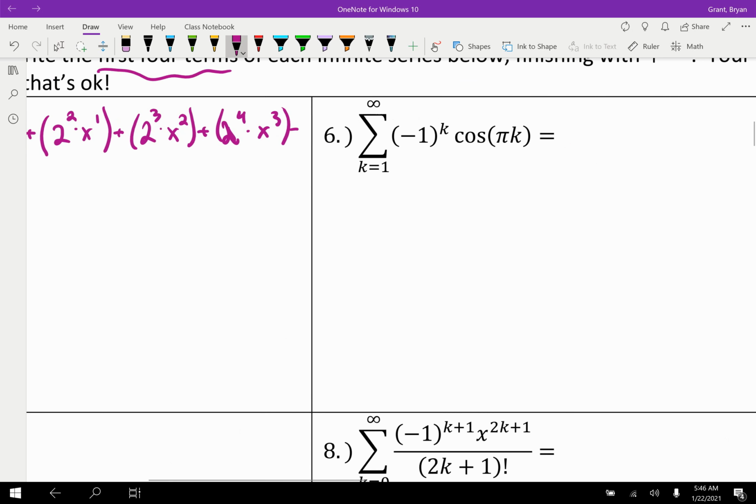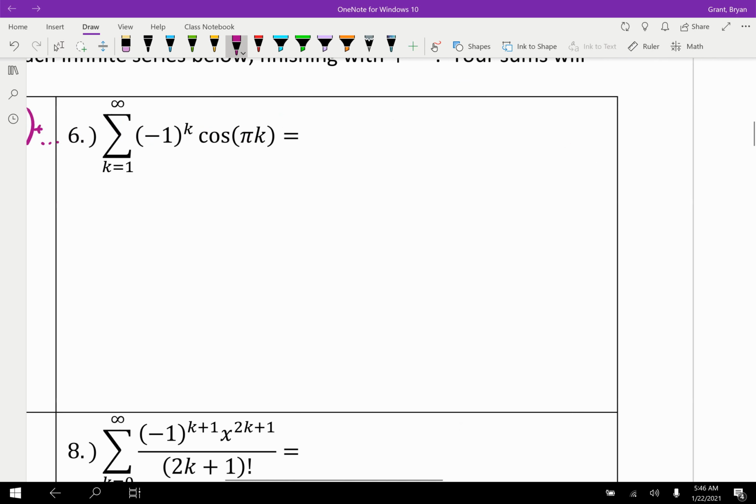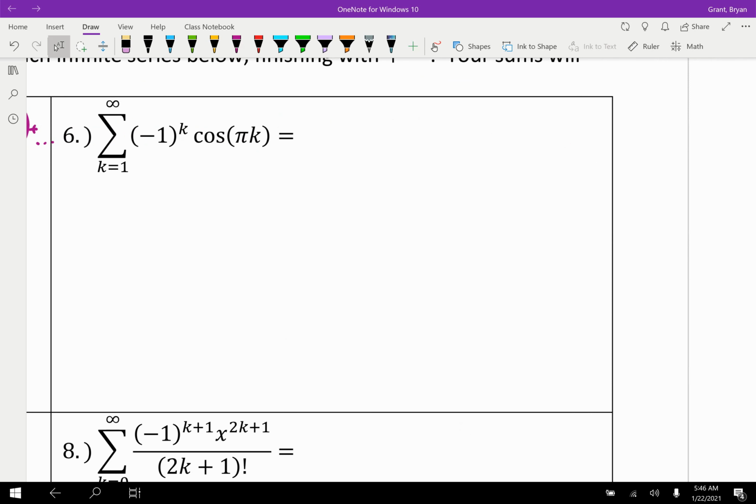Oh, and I should have done a plus dot, dot, dot. Very common if we're going to infinity. So, 6-1. Let's go ahead and all of you work down below. So we have negative 1 to the first times cosine of pi times 1. And we're going out 4 terms.